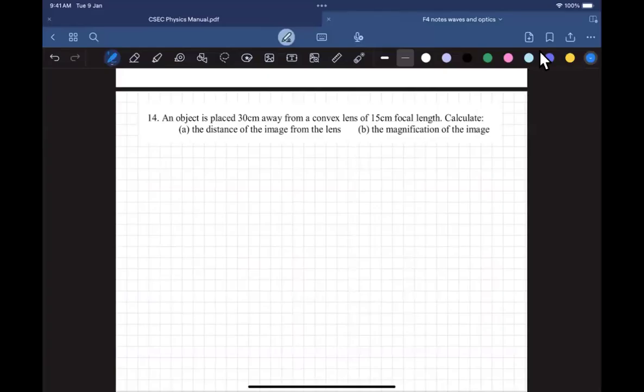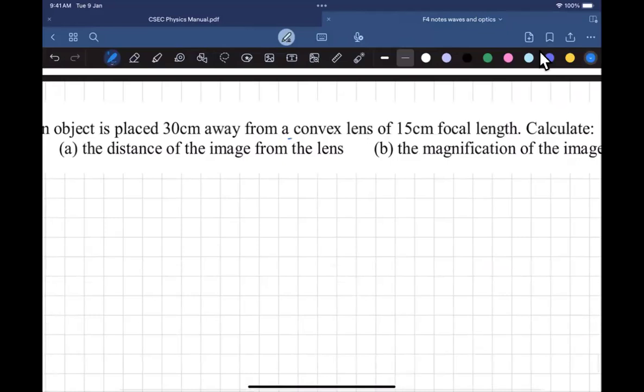So let's say now we have an object placed 30 centimeters away from a convex lens. A convex lens. What kind of lens is that? Divergent or convergent? That is a convergent. Correct. And how does it look? Does it look like this or like this? One. Yes.